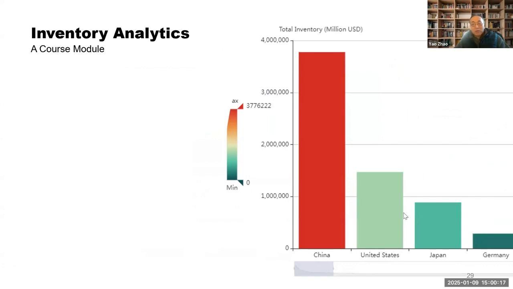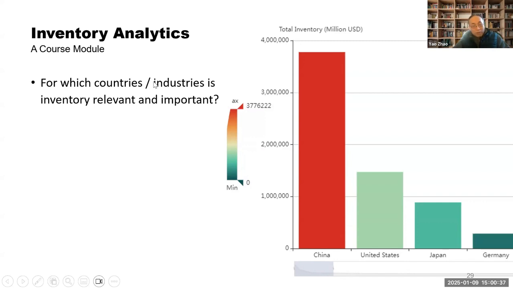And that's our inventory analytics course module. To help companies better manage inventories and achieve phenomenal results, we combine classical topics in inventory management with data analytics. The learning objective here is not only to solve inventory problems, but also, more importantly, to discover inventory problems. So the course module has 3 objectives. First is to find out, from vast data, for which industries and countries is inventory relevant and important?